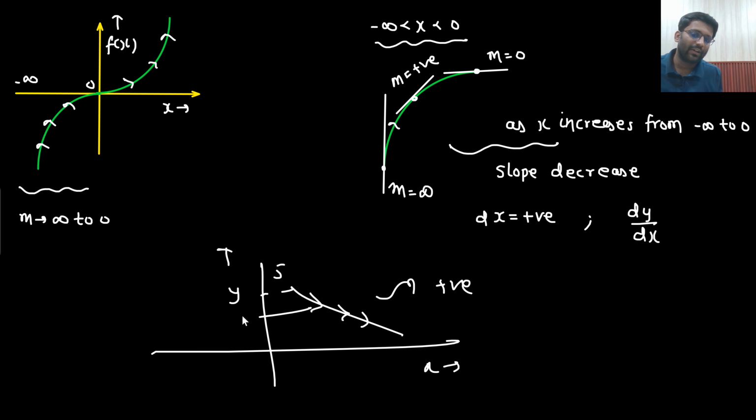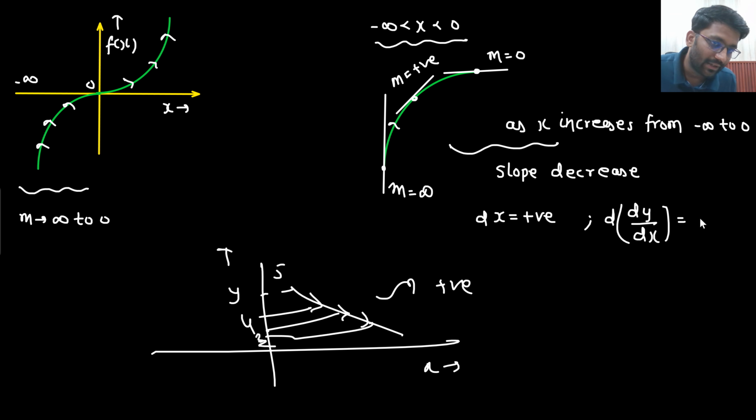Value of y is 5. Value of y is 4. Value of y is 3. Value of y is 2. So value of y is positive, but y is decreasing. Similar thing, slope is positive. We already know slope is always positive, but slope is decreasing. From infinity to 0, the slope is decreasing. So that means change in the slope is negative.